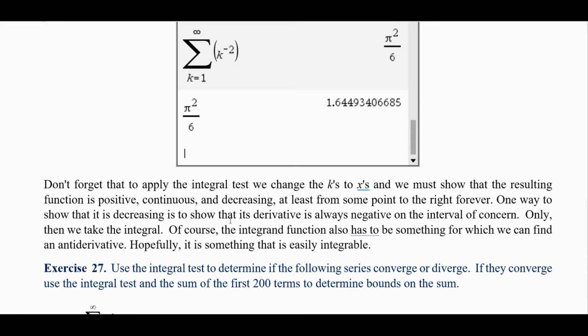So when you apply the integral test, don't forget we changed the k's to x's, and we must also show the resulting function f of x is positive, continuous, and decreasing, at least from some point to the right forever. Usually showing it's decreasing involves taking a derivative. One way to show that it's decreasing is to show the derivative is always negative on that interval from some point to the right forever. Only then we take the integral.